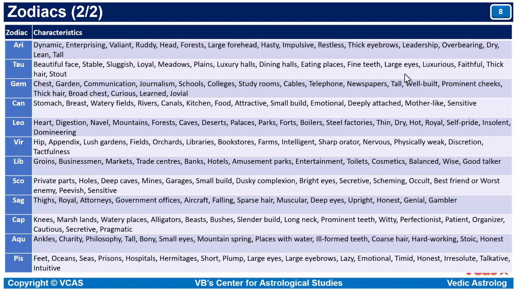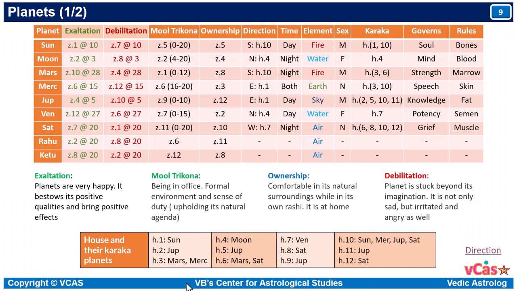Each zodiac has some characteristics which are mentioned here. For example, a Cancer ascendant loves to live near water bodies, likes to eat a variety of food, looks pretty attractive, and is very emotional. There are a total of 9 planets in Vedic astrology. Out of 9, 7 are physical and 2 are shadow planets named Rahu and Ketu.